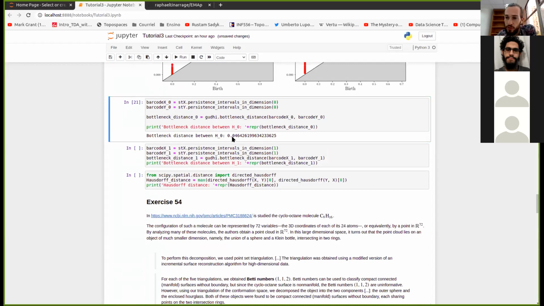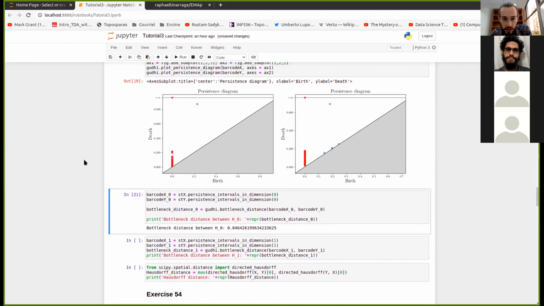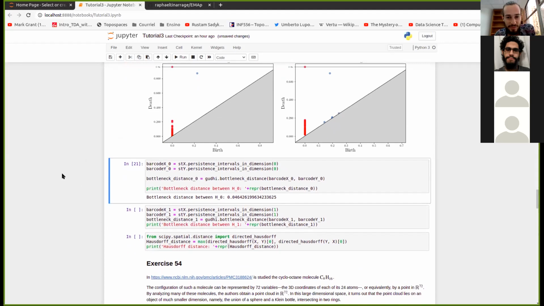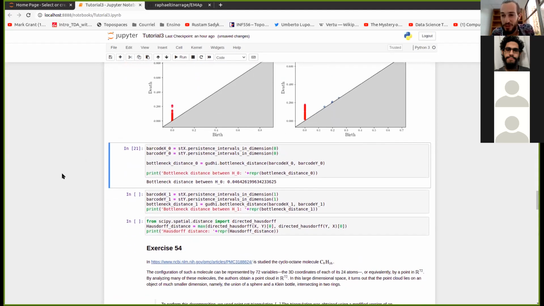It says 0.046. Lucas asked, can I compute the interleaving distance? There are no algorithms to compute the interleaving distance from the algebraic definition, but it is equal to the bottleneck distance. You have to trust the theoretical result.